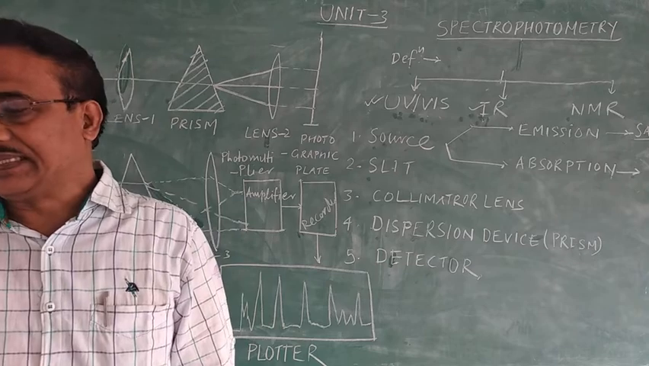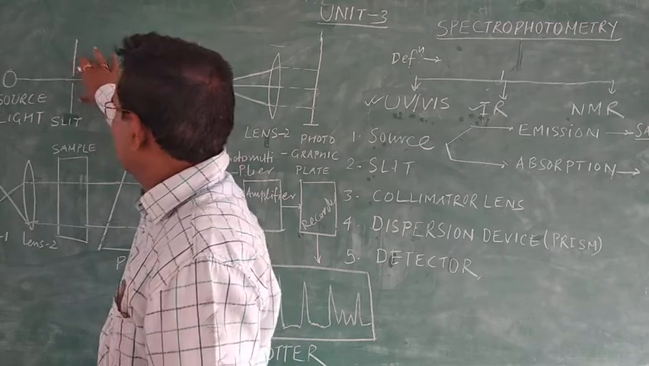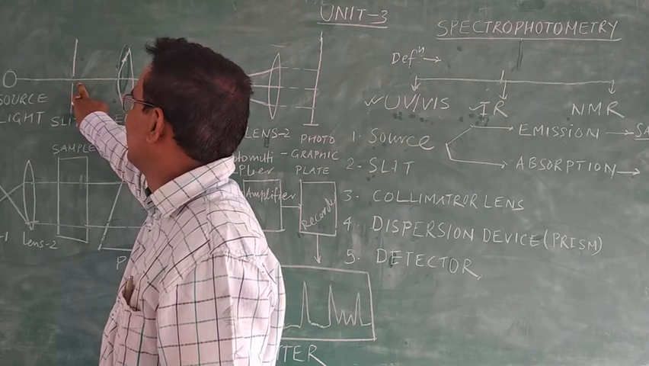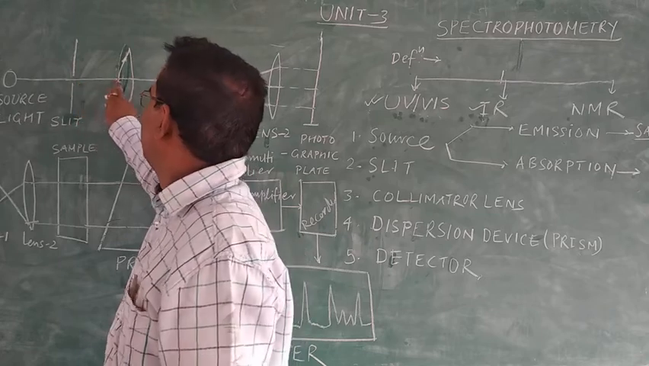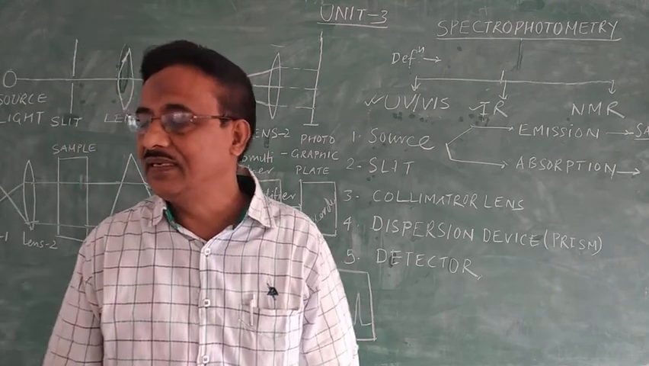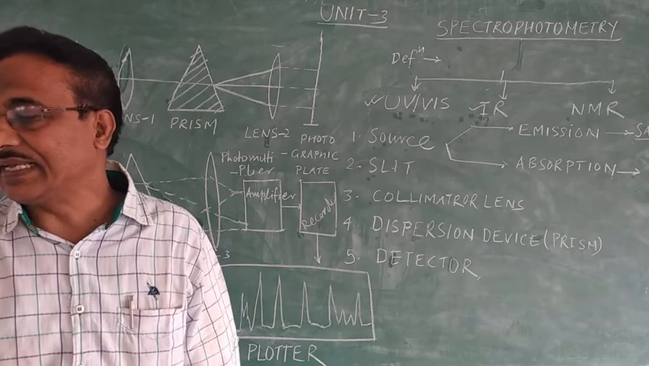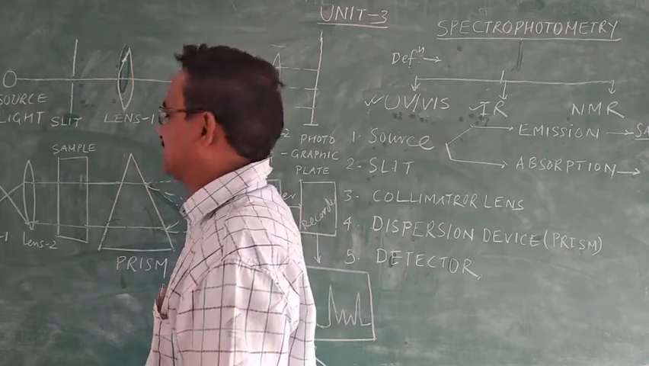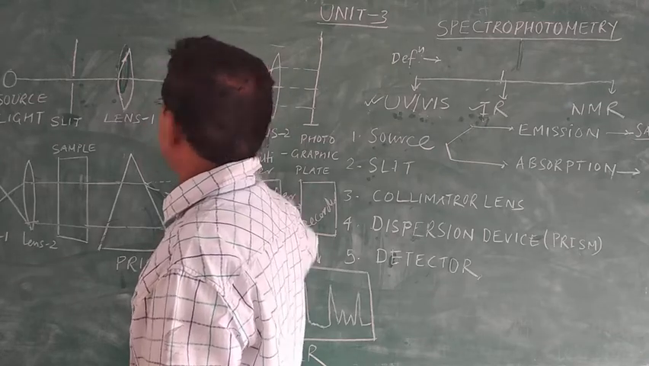The second part is slit. What is slit? Here is the slit. When we pass a source of light through a slit, only monochromatic light crosses over through the slit and passes into the lens. So slit is where radiation coming from sources enters into the slit, then gives fine beams which pass through the lens or through the prism.